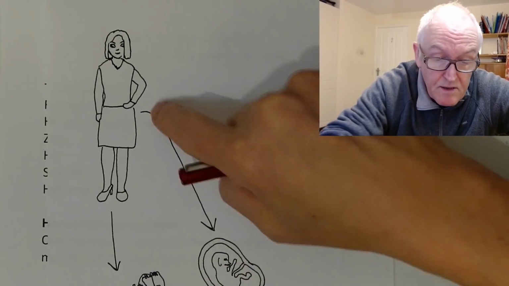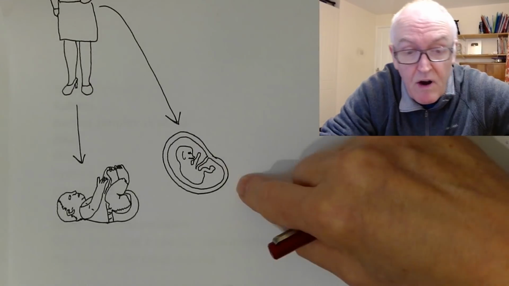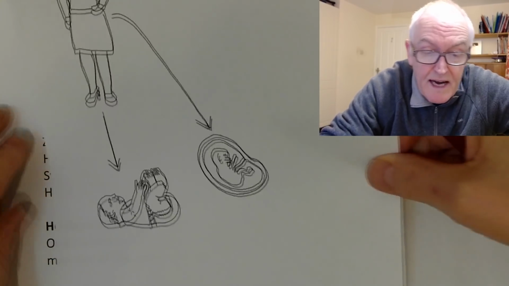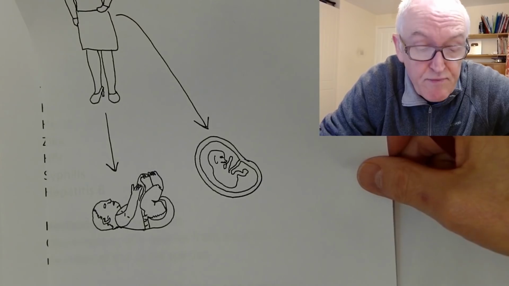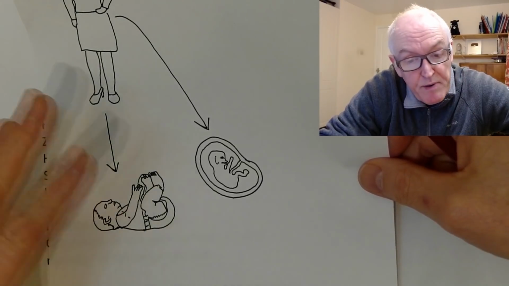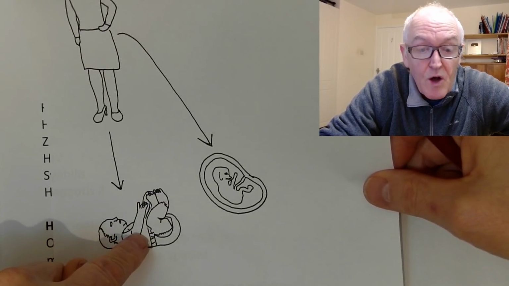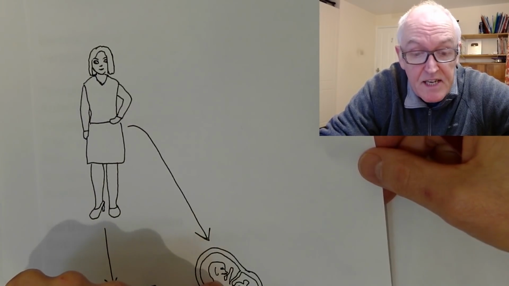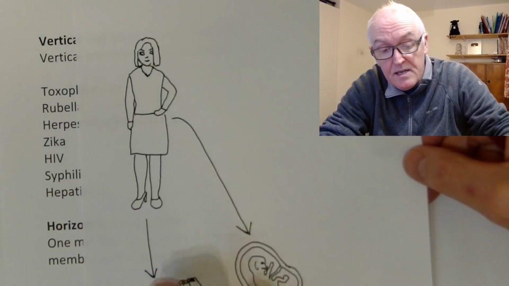Now this could be the unborn baby. There could be an intrauterine vertical transmission, or it can be perinatal, occurring just before or during the process or just after birth. So when mother gives birth, there's often mixing of maternal and fetal blood, or there can be transfer of infection across the placenta, transplacental, but they're both vertical because they're going from mother to her child.